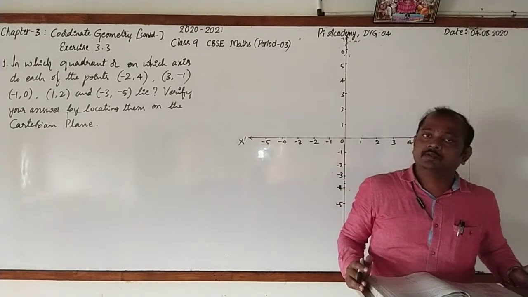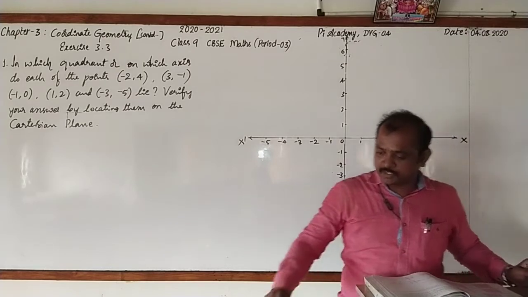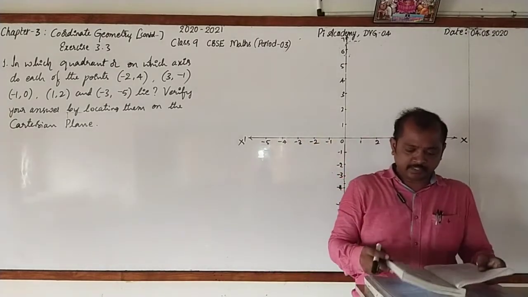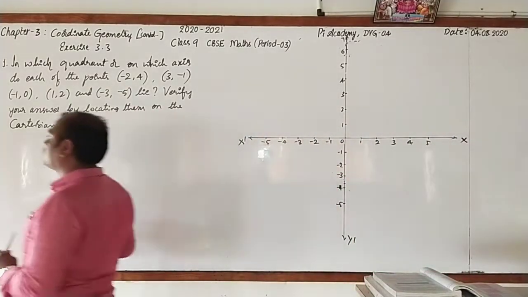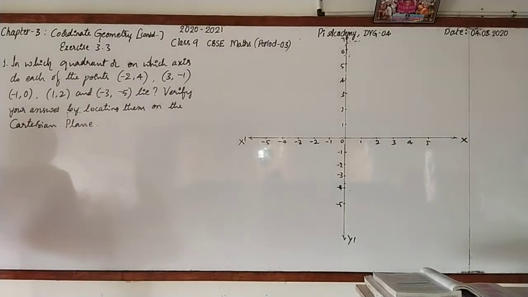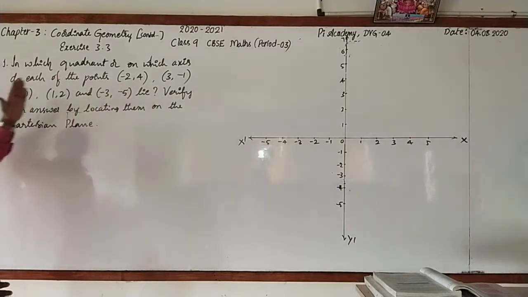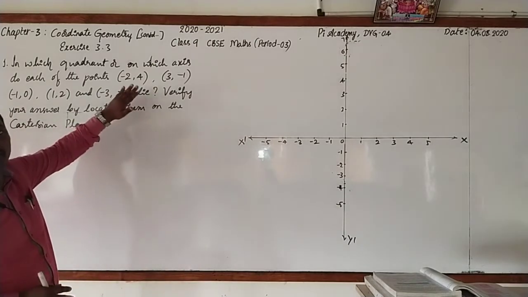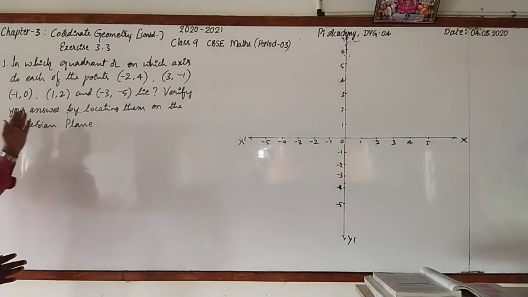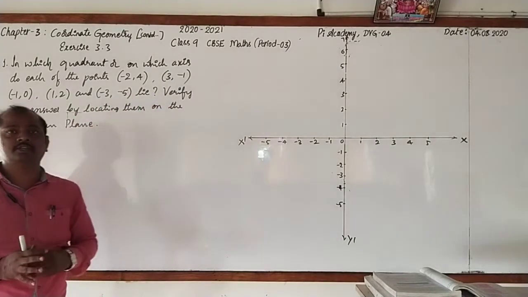Right. Dear students, now we are moving to exercise 3.3, and this is the last exercise in the NCERT textbook. Afterwards, we will move on to some of the additions as well. In that, the first question is like this. In which quadrant or on which axis do each of the points (-2, 4), (3, -1), (-1, 0), (1, 2) and (-3, -5) lie? After writing that, you have to check whether your answer is correct or not. How? By locating these points on the Cartesian plane.